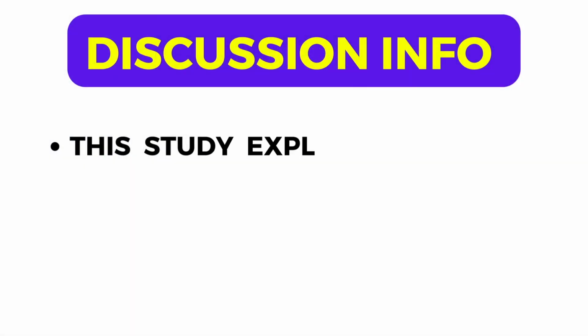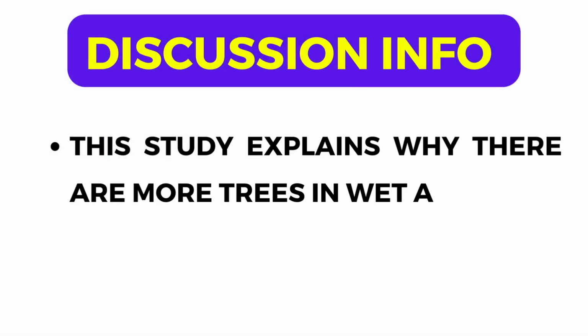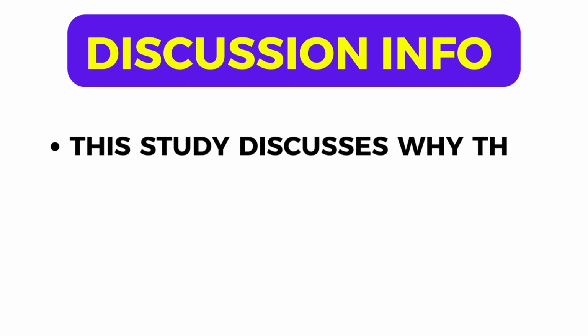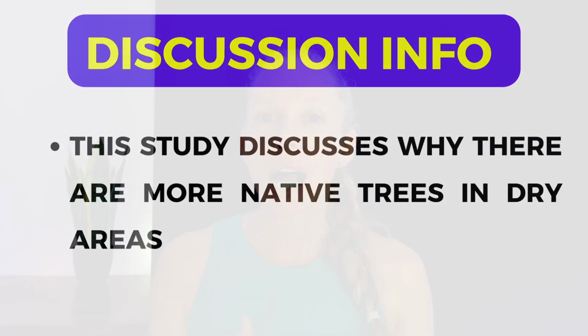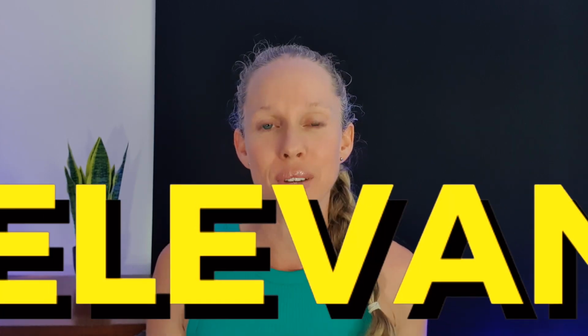If I'd highlighted a lot in a particular PDF, rather than copy and pasting all of it over, I'd just put a bullet point summary down for myself. For example, if we did a study on trees in Central Australia, my first bullet point might be, this study explains why there are more trees in wet areas, or this study discusses why there are more native trees in dry areas. I'd keep reading as much literature as I could, highlighting and pasting them into my Word document as I went, until I had a Word document that was full of information that was relevant to my study.